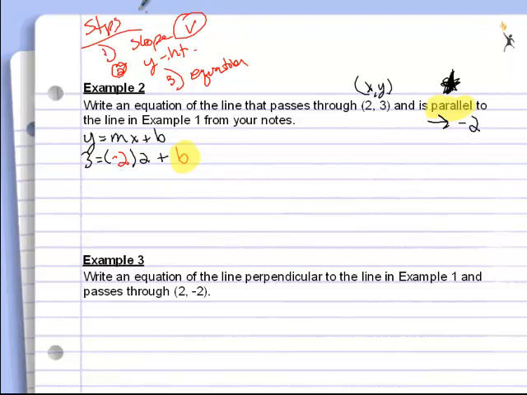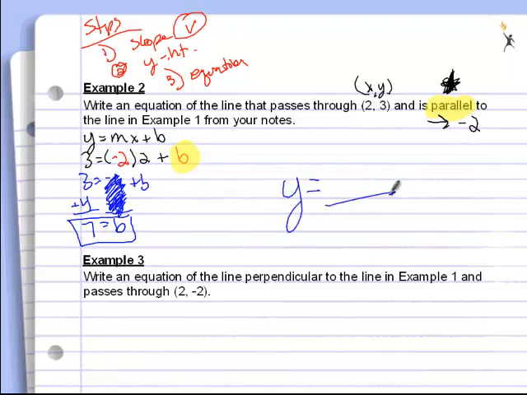Well, if I use algebra here to solve for b, I can simplify this equation. 3 equals negative 2 times 2, which is negative 4, plus b. I need b by itself, so I've got to cancel this negative 4 out. I'm going to add 4 to both sides. When I do, it cancels out. I'm left with b equals 3 plus 4 is 7. Let me write my equation now. Y equals whatever my slope is, which is negative 2, x plus whatever my y-intercept is, which is 7.